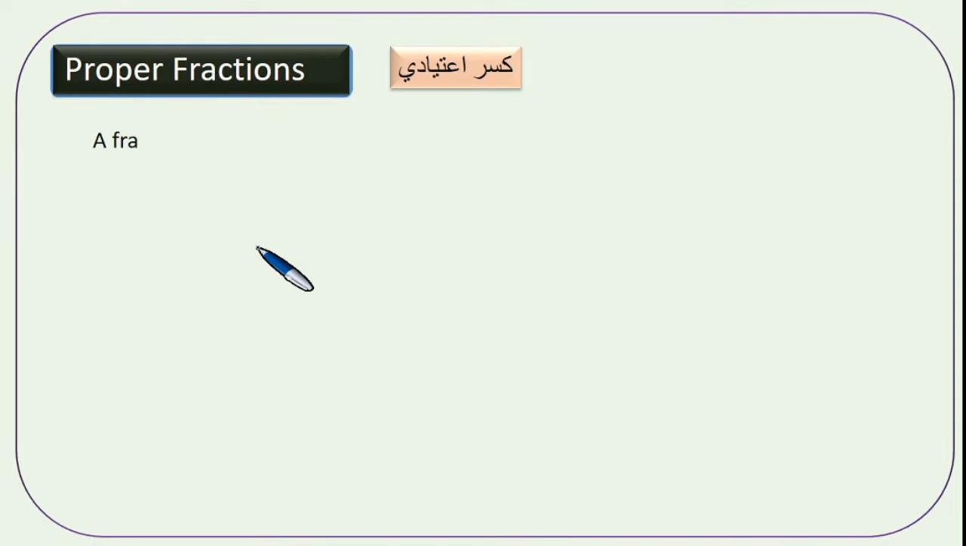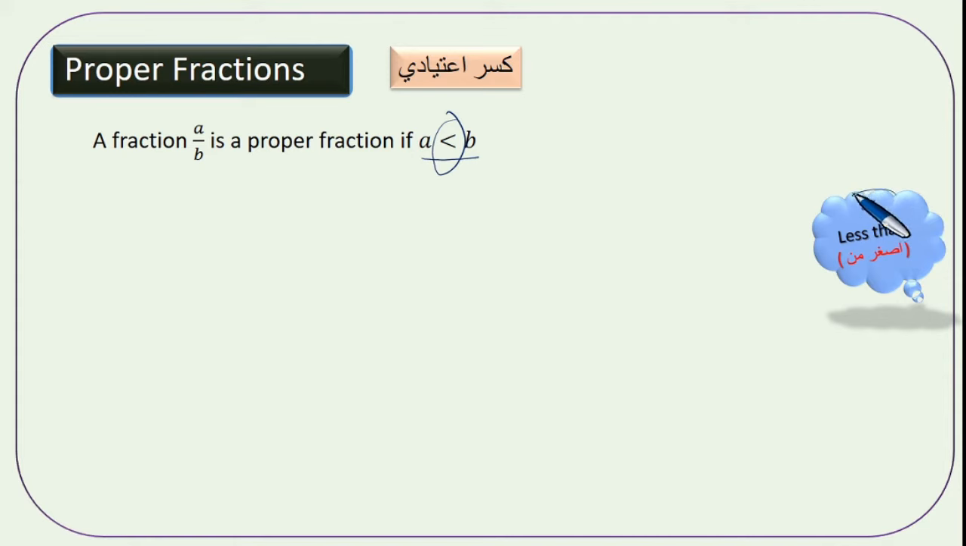Proper fraction: a fraction a over b is a proper fraction if a is less than b. This is the symbol of less than. You can see the Arabic translation of less than.